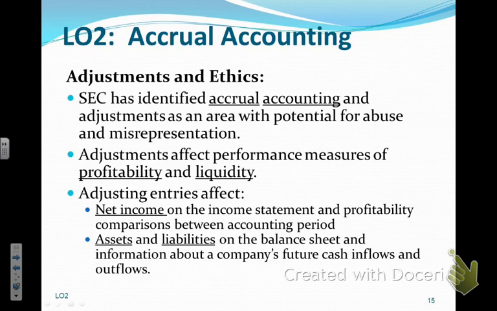Adjustments help us to ethically and appropriately account for our revenues and expenses. In addition, the Securities and Exchange Commission has identified that accrual accounting and adjustments are an area for potential abuse and misrepresentation, so they have to be handled properly. Adjustments affect the performance measures of profitability and liquidity, and again, must therefore be handled properly. Adjusting entries can affect net income on the income statement and profitability comparisons between accounting periods. They can also affect the asset balances and liabilities balances on the balance sheet and a company's future cash inflows and outflows.